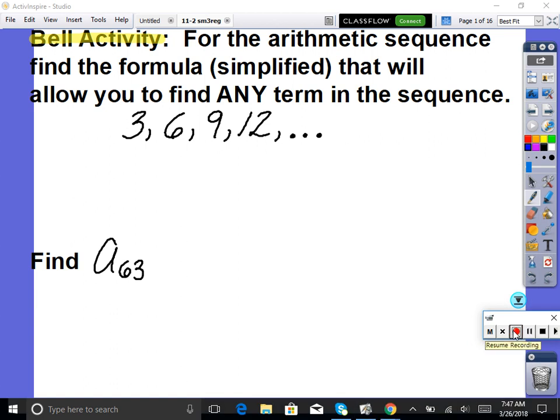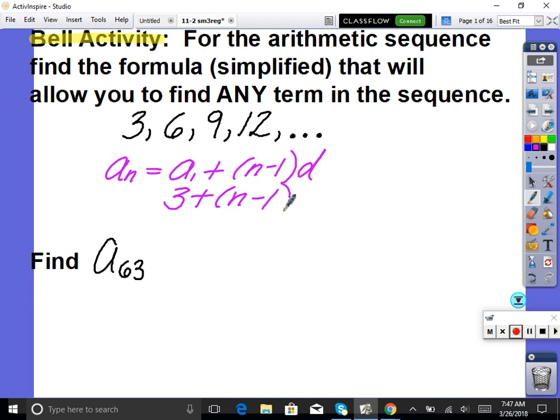So it says, a general formula, just a reminder once again, a lot of you are not simplifying, so watch. You knew that the general formula to find any term in the sequence, if it's arithmetic, is a sub 1 plus n minus 1 times the common difference. So a sub 1 was 3, plus n minus 1. What's the common difference? You're adding 3 each time, okay? A lot of you left it like that, which is fine when calculating this.